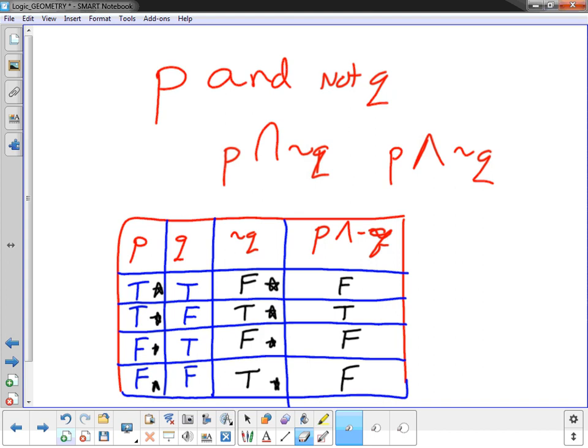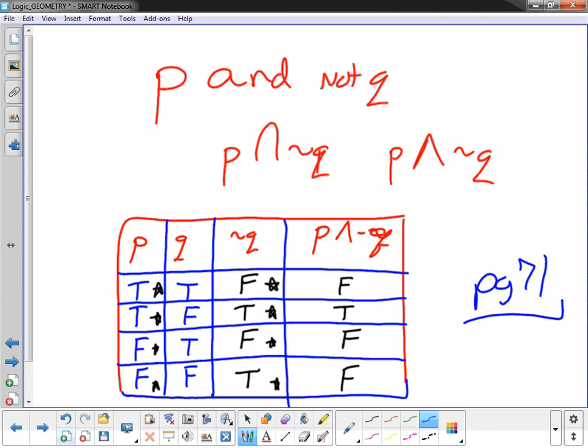Now, to help you out, there are more problems in your book. You can see how it's done. Page 71 shows you some pretty big problems. So if you want to look in your book on page 71, they've got some pretty nice examples on how to do it. They also talk through step-by-step how to make this truth table. Okay, you've got the video, you've got the basics. Start on the assignment. If you have questions, find me.